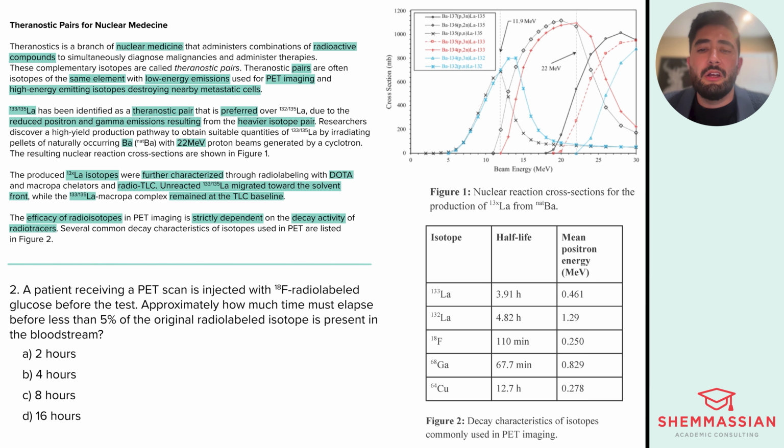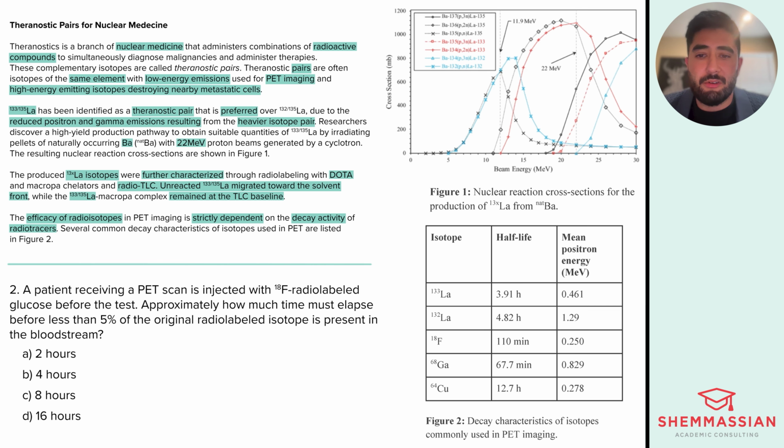And so, pretty much after each half-life, the amount is reduced by half. That's what a half-life is. So after 2 hours, in the case of fluorine-18, so 110 minutes, after about 2 hours, 50% remains. After 4 hours, about 25% remains.